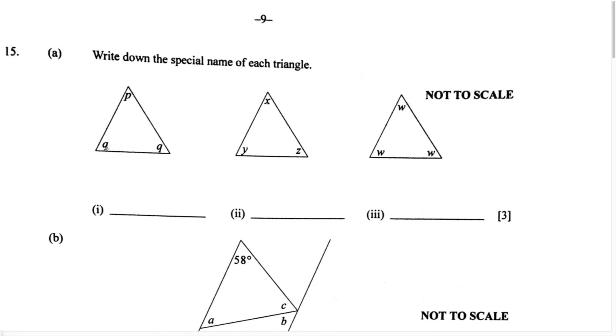Therefore, we can see we have 2 of the same variables, and because we have 2 of the same variables, we can say we have 2 angles that are equal. Therefore, this is going to be known as an isosceles triangle. And we know this is an isosceles triangle because in an isosceles triangle, 2 angles are equal. So I'm just going to write isosceles.